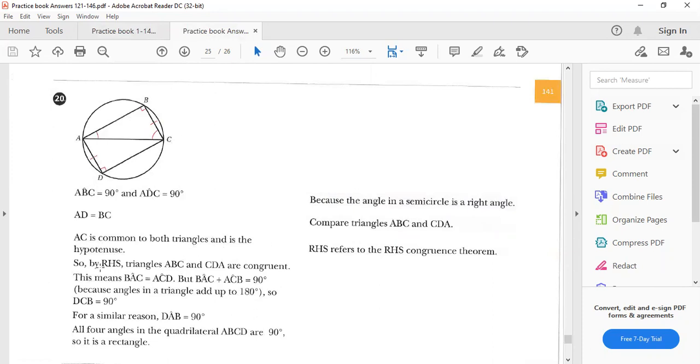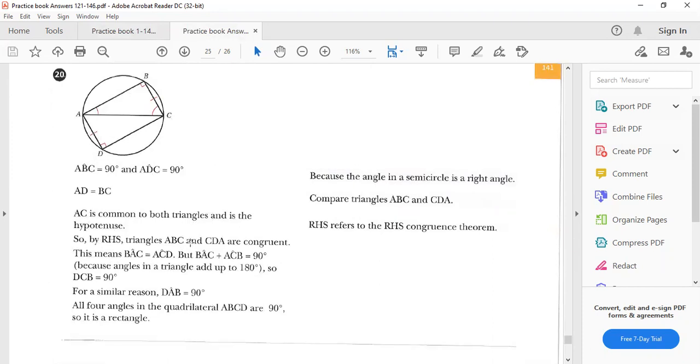And this is the hypotenuse. The right-hand side triangles ABC and ADC are congruent. Congruent means same. This side and this side are the same. This means that angles BAC, DAC and CDA, if you add all these, you will get 90 degrees, because this one is 45, this one is also 45.